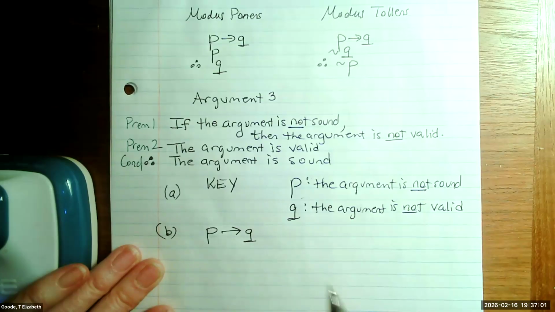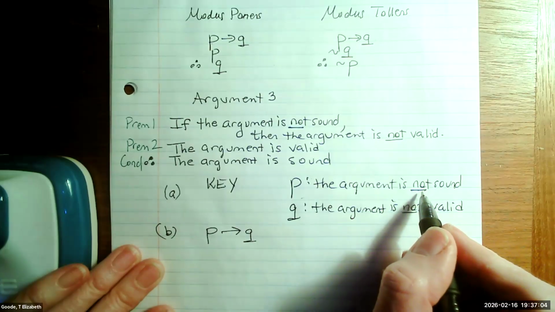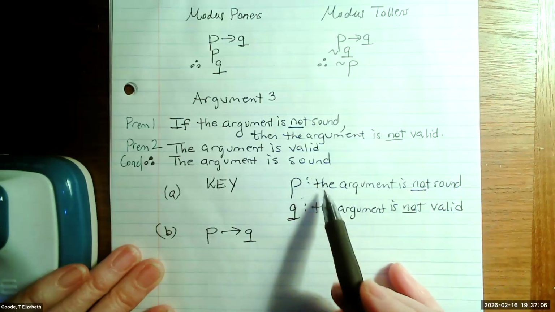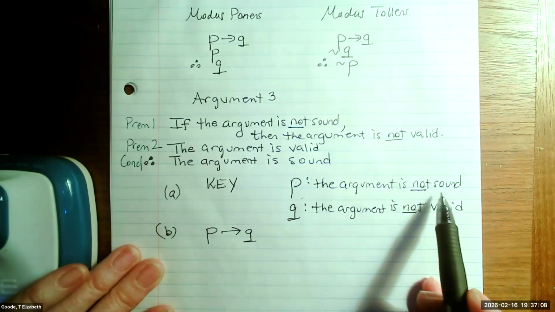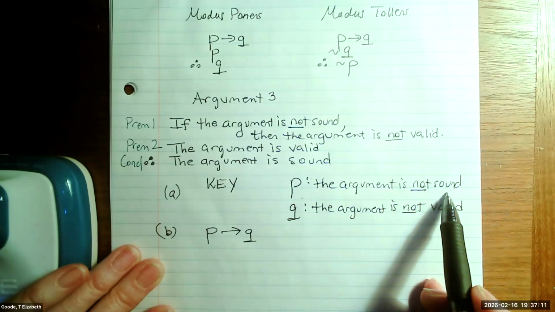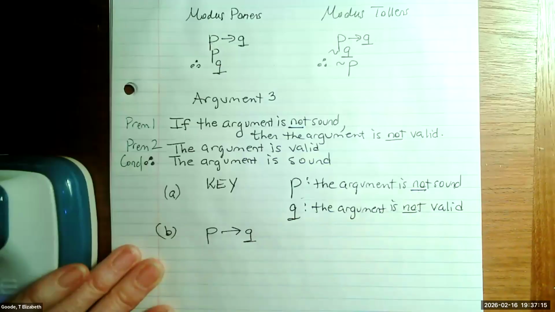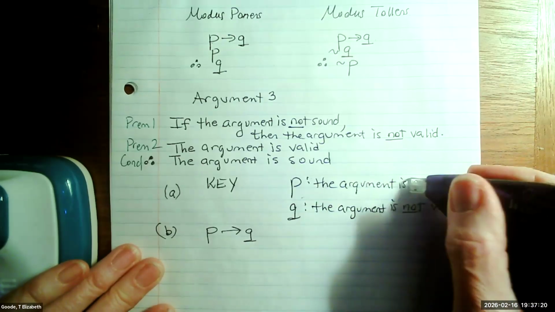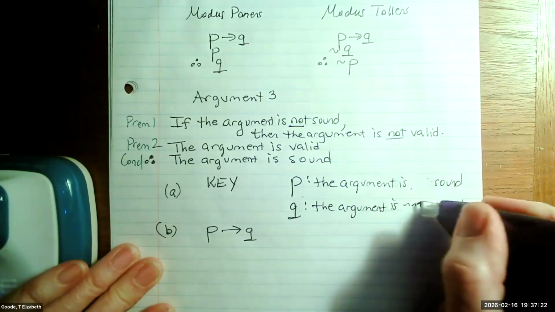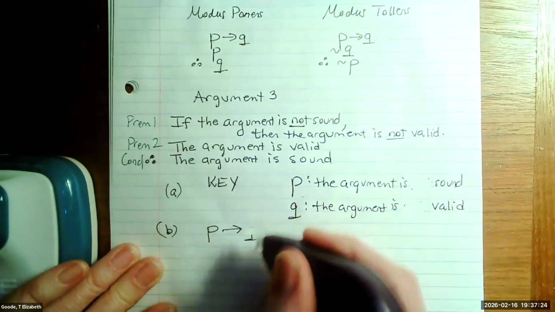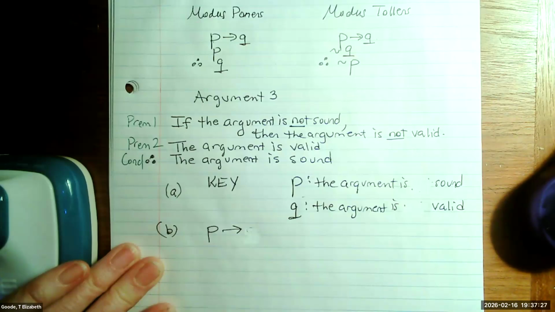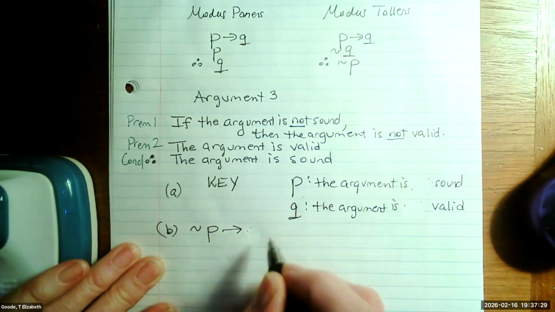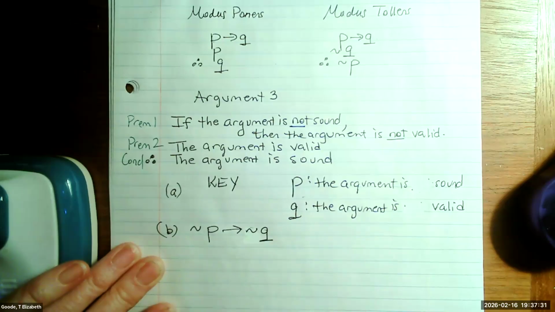Do you see? You told me you wanted your key to be that P represents the argument is not sound. But if you want instead to make the key be the argument is sound, you can do that. And in that case, the first premise is not P implies not Q. Then what's the second premise?